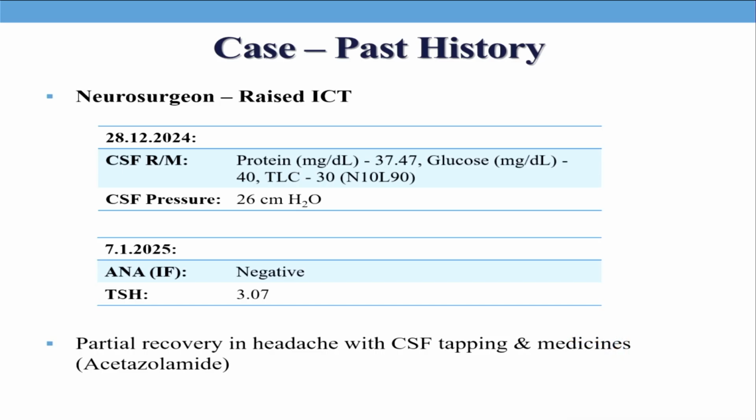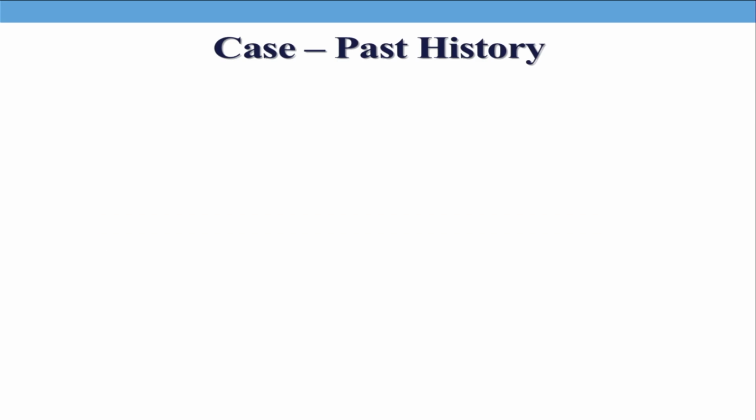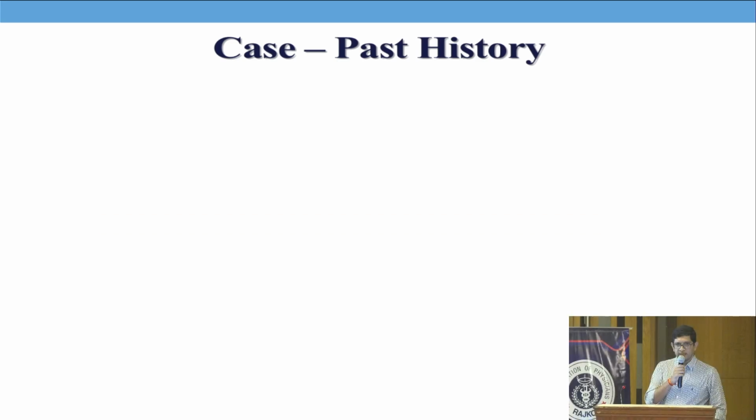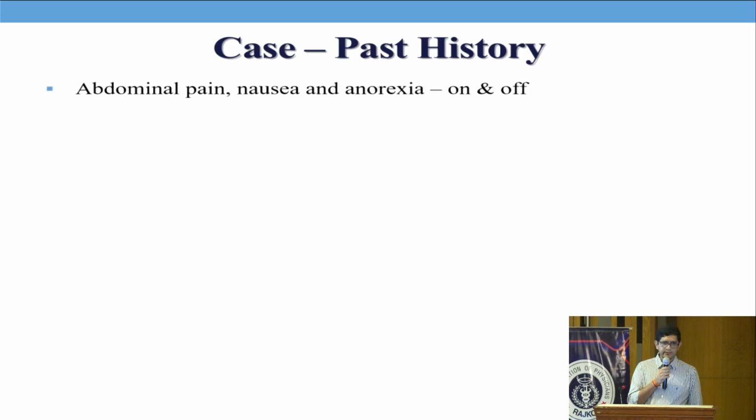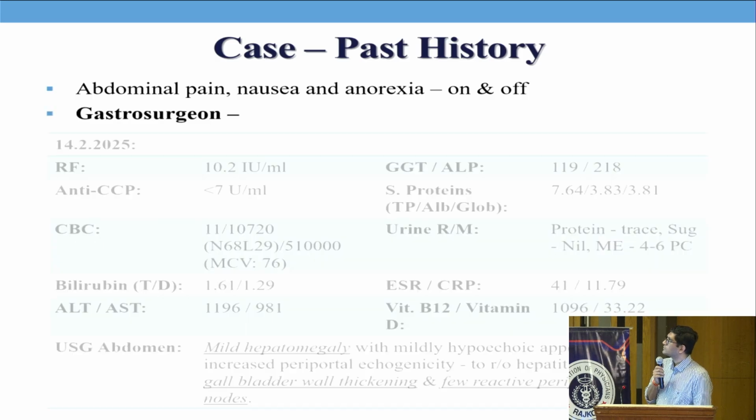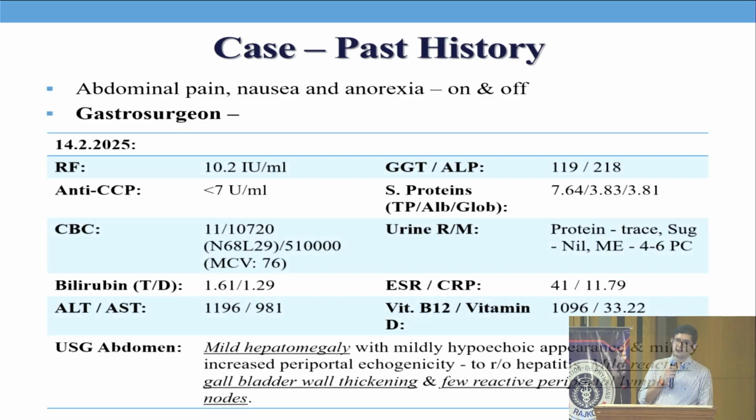She had recovery in the headache, but she is still complaining of intermittent headache. There was no past history of headache previously, like migraine, which children can have, but she denied such history. After the headache part was over, she had history of some abdominal pain, nausea, anorexia. The abdominal pain was around the umbilicus and epigastrium, and she went to a gastrosurgeon. The gastrosurgeon did all these reports in view of joint pain and everything.